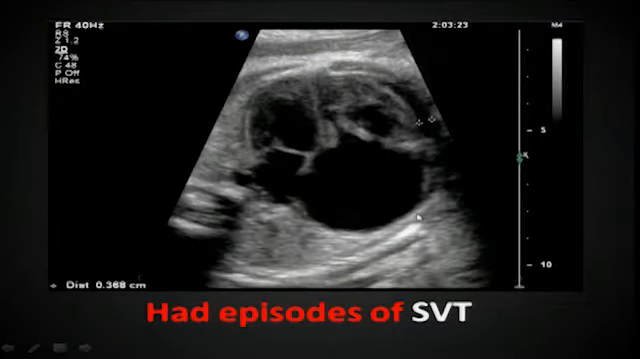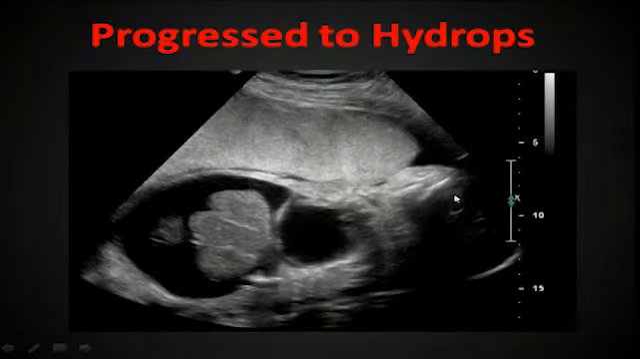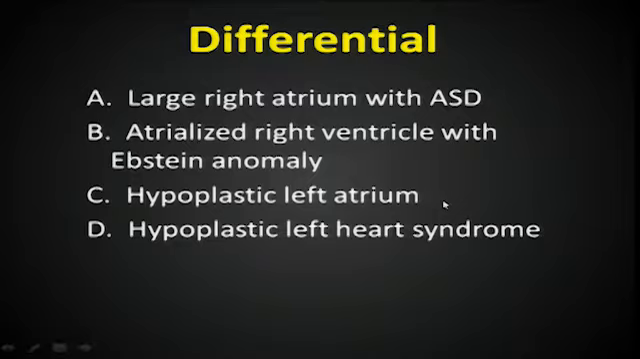And this baby started to get episodes of SVT. It wasn't continuous, it wasn't sustained, and we could see there was a little pericardial effusion. It progressed to hydrops. What happens when any baby develops hydrops? Their outcome, their prognosis goes down. So this is our differential. So what do you think it is?